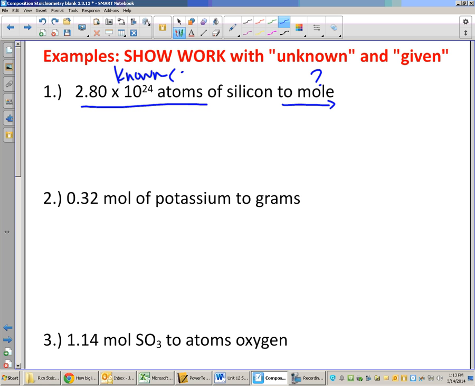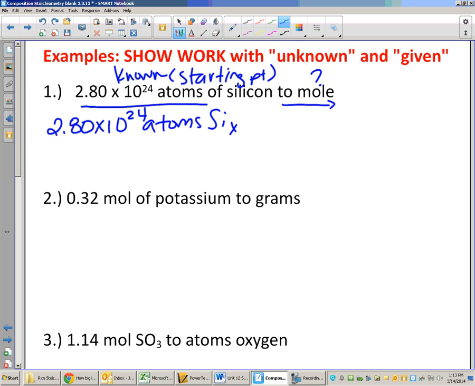So here's my known. I start with my known. This is my starting point. 2.80 times 10 to the 24th atoms of silicon. And I need to get to moles, right? Can I go directly from atoms to moles? Do I have a conversion factor for that? What's on the very first slide of notes you just took? Right, so I can use Avogadro's number. Avogadro's number allows me to go between particles, which an atom is a particle, and moles.